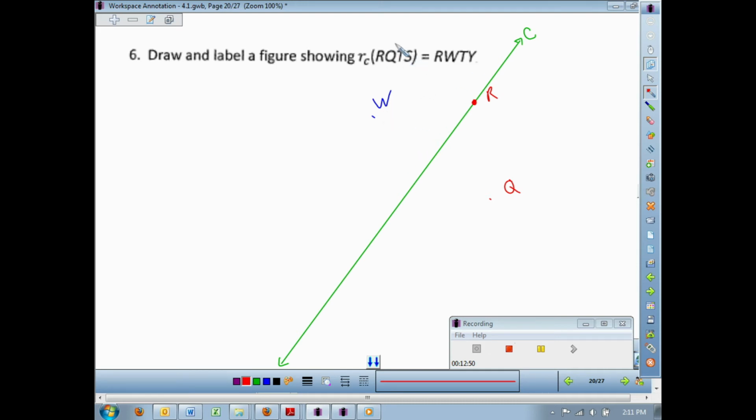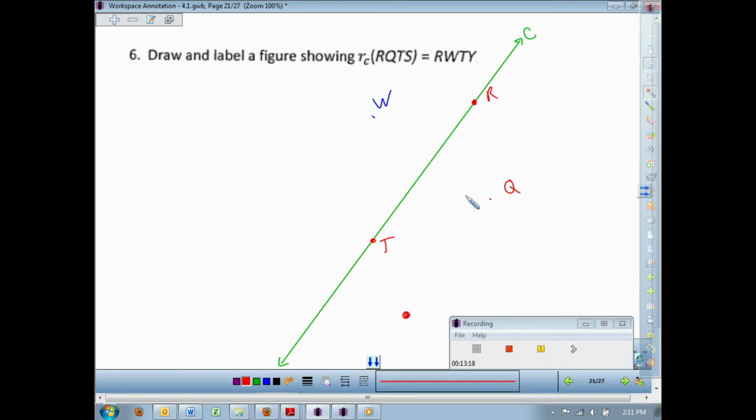Then the next point is T. It reflects to T. So since it reflects to itself, that means it's got to be on the line. So put T on the line somewhere. Doesn't matter where. And then S is the last point. It reflects to Y. That's where you got to be a little bit careful. Okay, you can't just put S anywhere you want to. Like, let's say I decided to put S right here.